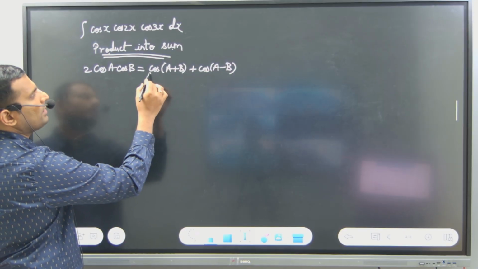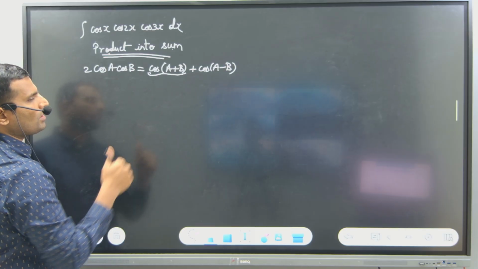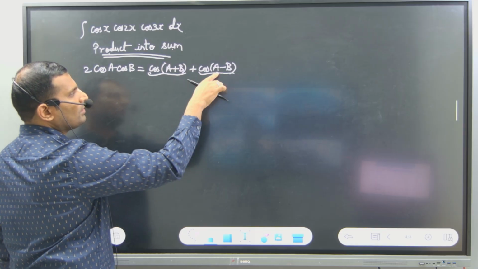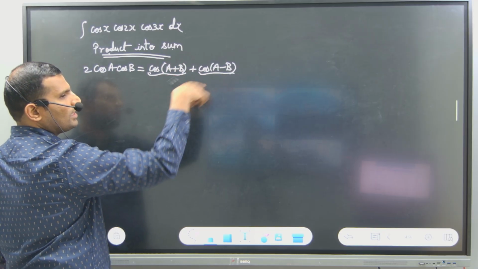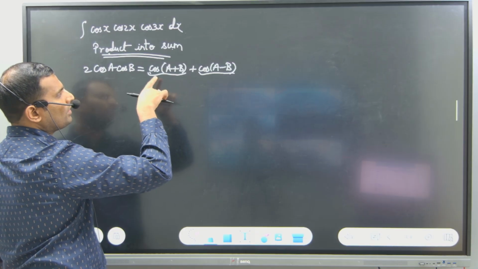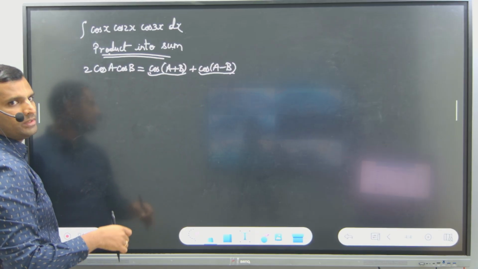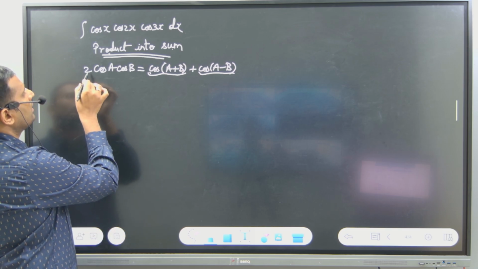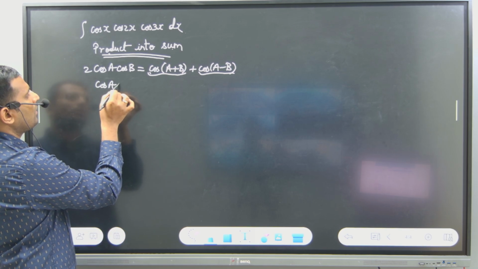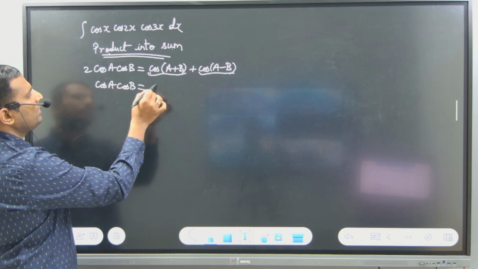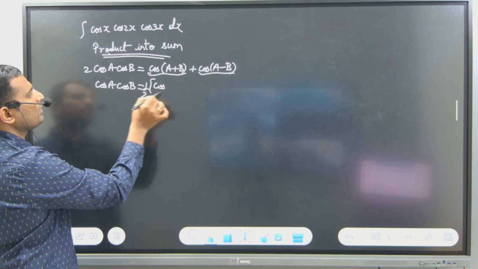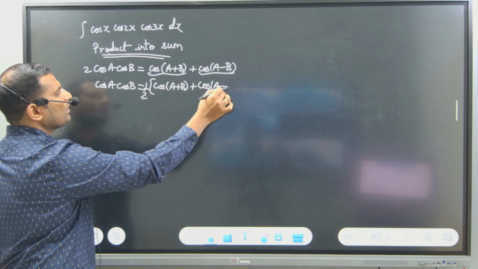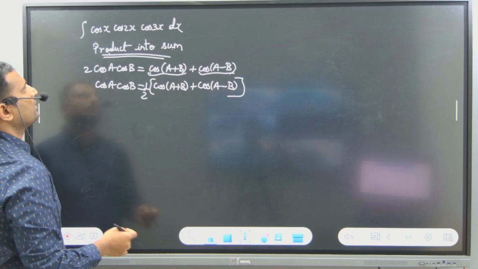Now expand it yourselves. What is the cos of A plus B formula? This is cos A cos B minus sin A sin B. So that sin A sin B will get cancelled. So what you will get? 2 cos A cos B. So cos A into cos B will be half of cos of A plus B plus cos of A minus B. Understood, students?